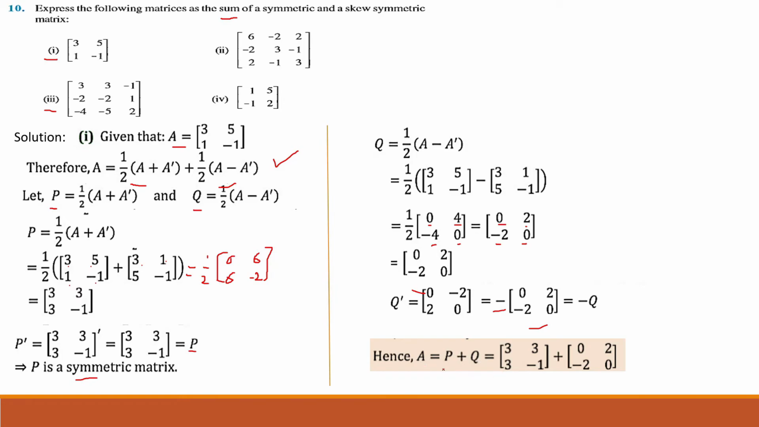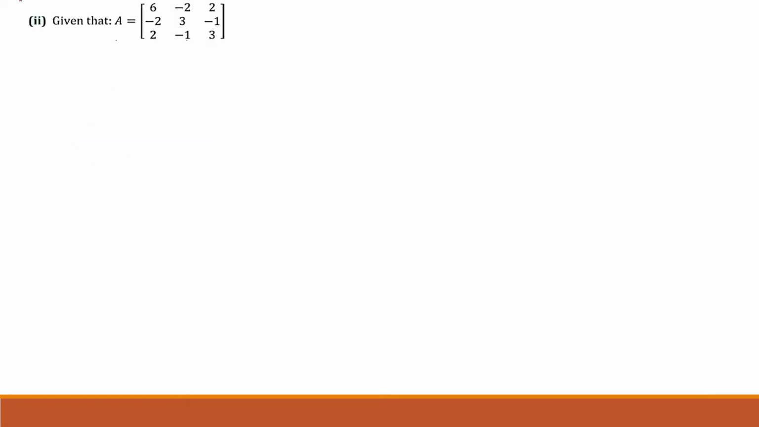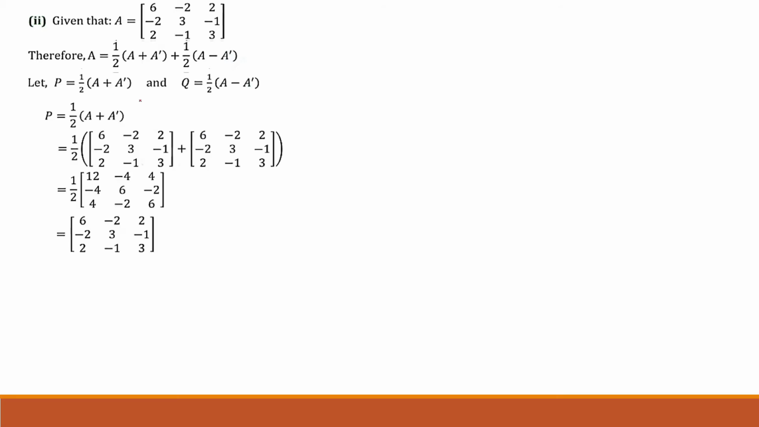So we have found both P and Q. P is a symmetric matrix and Q is a skew symmetric matrix. To express as the sum of P and Q, we will simply write A equals P plus Q. So it will be matrix A only, which is 3, 5, 1 and minus 1. So this is how we express any matrix as the sum of a symmetric and a skew symmetric matrix. You can pause the video to note this down. The second question you will solve yourself, and to cross check I'll show you the answer. We'll solve question number 3.